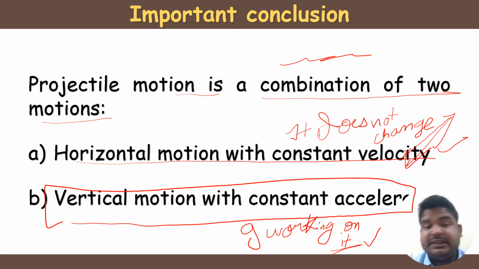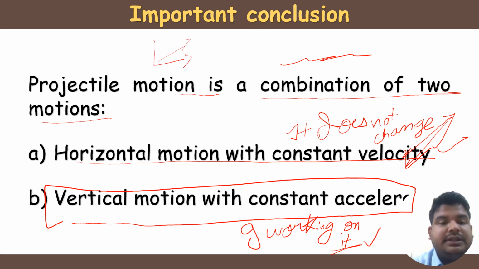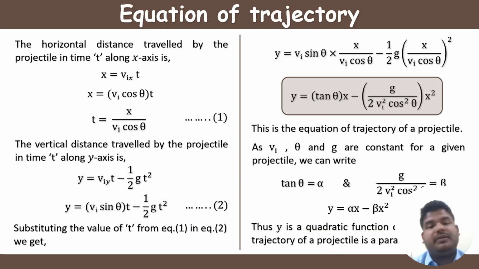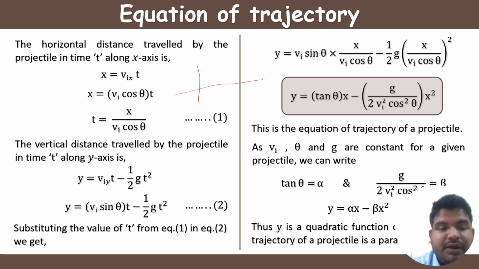As I have already mentioned, break the velocity into its components. Now comes the point of the equation of trajectory. What is the equation of the path that is followed by the football? Write the equation of this.